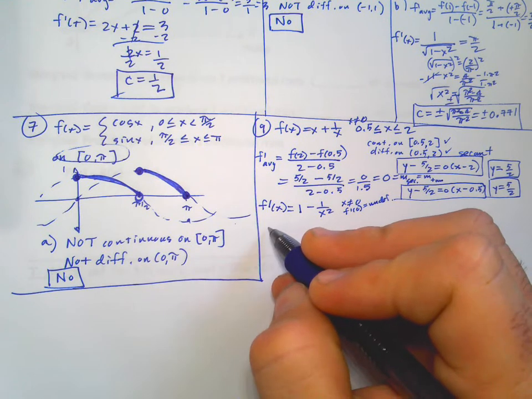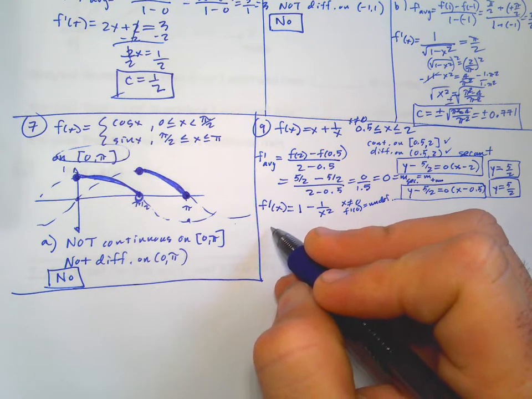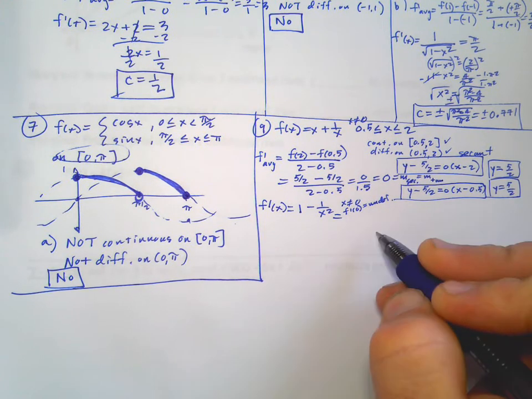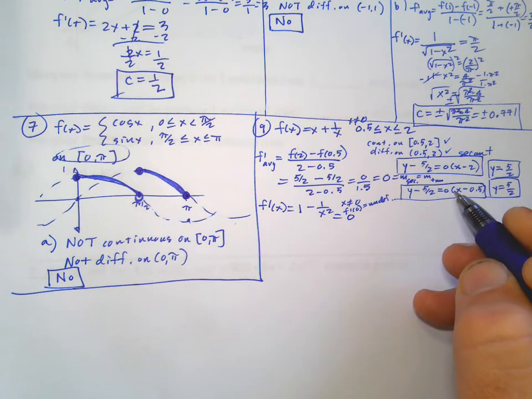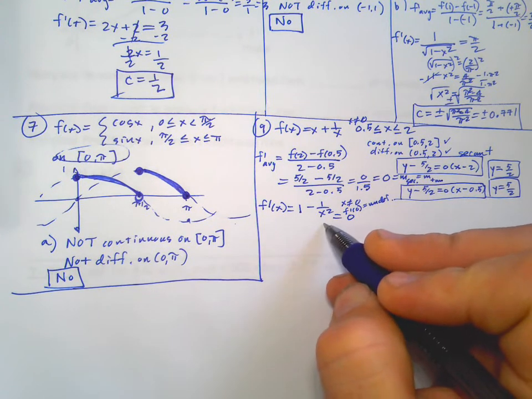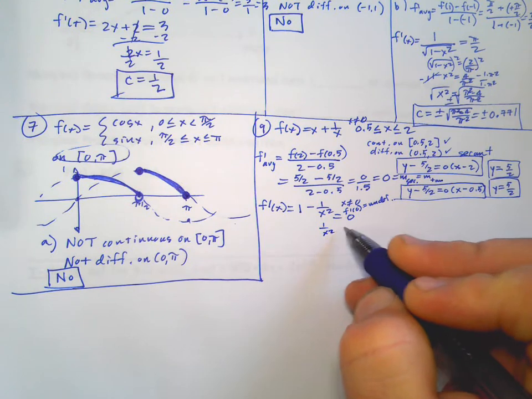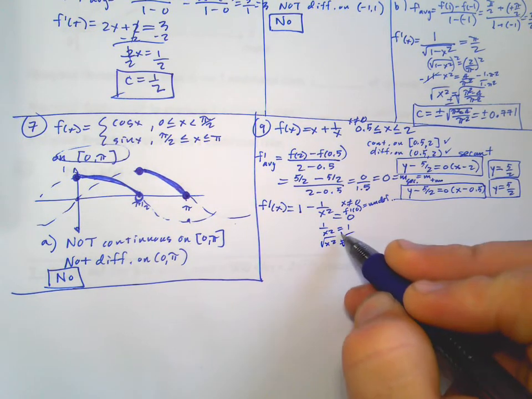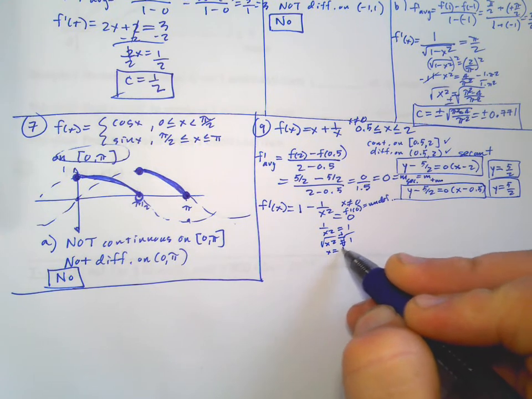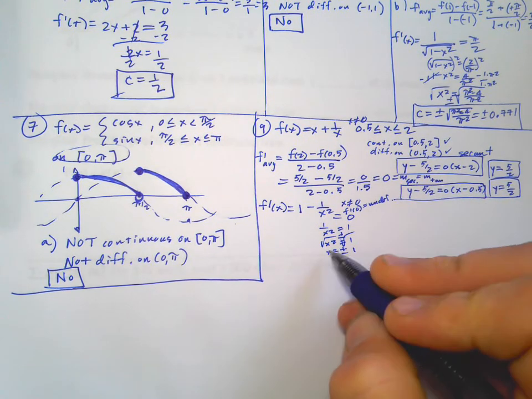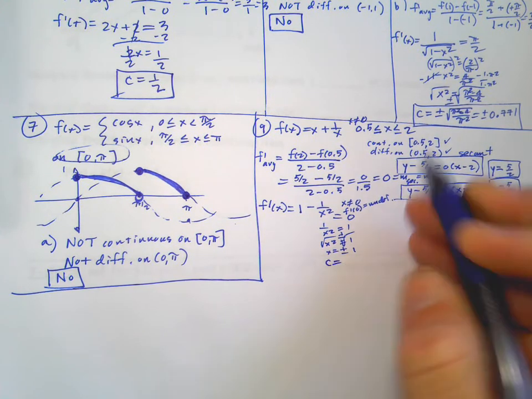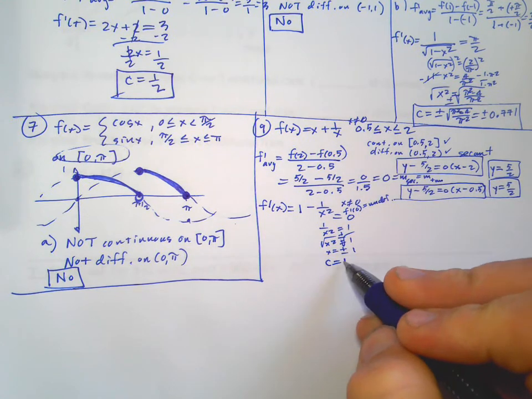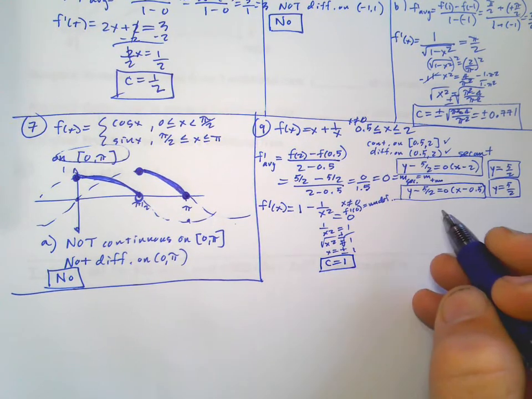So we then are going to set this equal to the average slope and then solve for it. So 1 over x squared equals 1, x squared equals 1, square root of both sides, plus or minus. I need to see that plus or minus. So the C value, though, has to lie between 0.5 and 2. So the C value is 1.